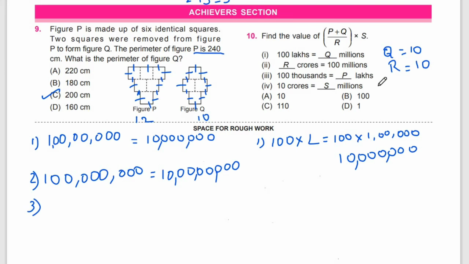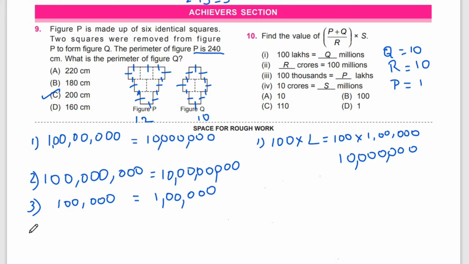Now let's do the third clue given to us. 100,000 equals P lakhs. So let me write 100,000. This is our 100,000, and they want it in lakhs. When I write it in lakhs, there are 5 zeros: 1, 2, 3, 4, 5. So it is 1 lakh. So the value of P is 1. Now we know the value of P is 1.